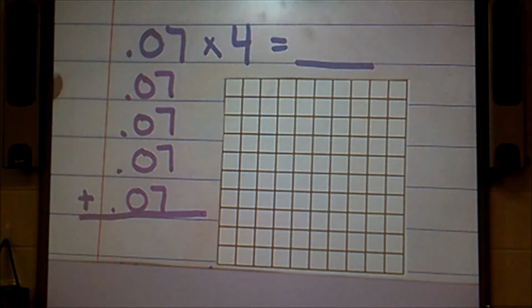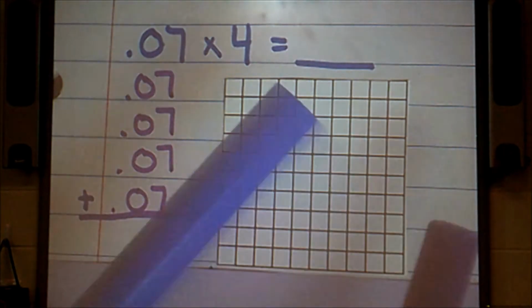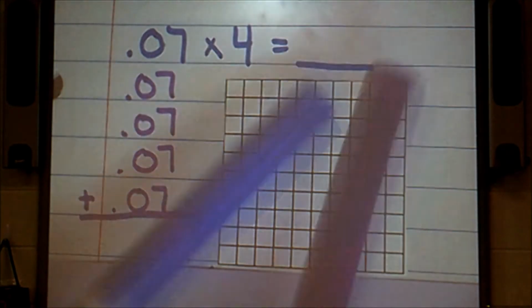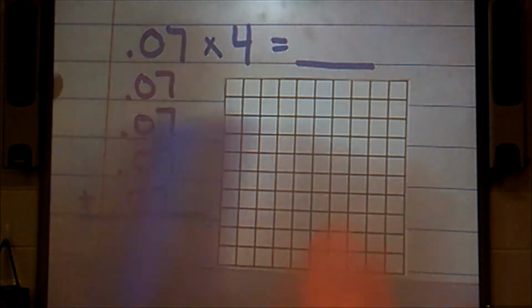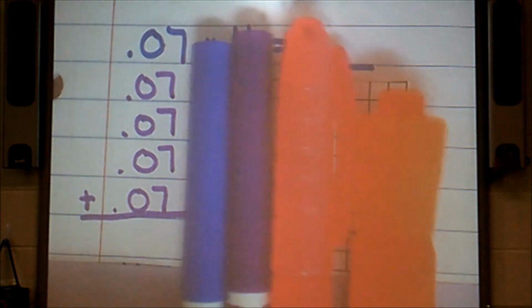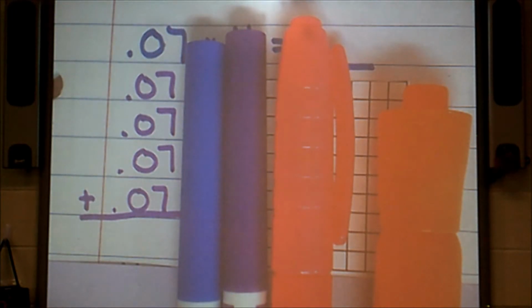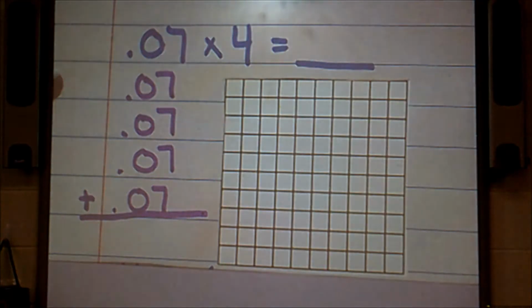So I'm going to fill in 7 hundredths 4 different times, which is why I asked for at least 2 colors. If you have more than 2 colors, that would be great too. But 2 colors will work, okay? On this first one, I'm going to use 4 colors just to show you the differences. Here are my 4 colors: blue, purple, pink, and orange. So I'm going to start with my orange.